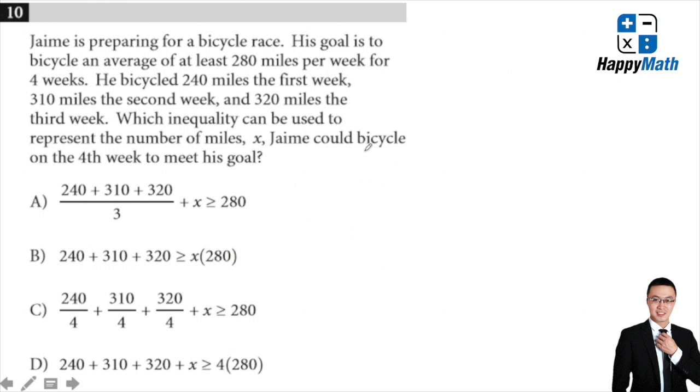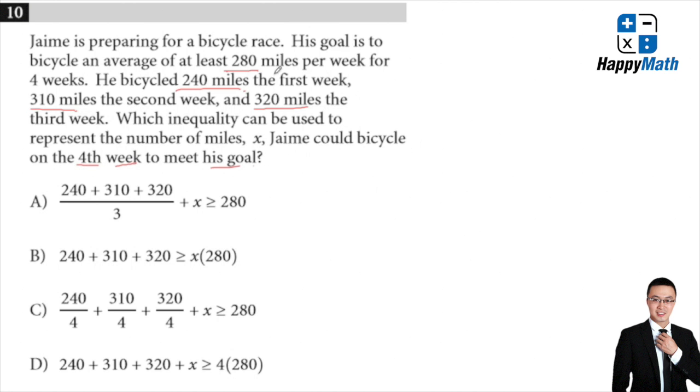Question 10. James is preparing for the cycle race. He wants to average at least 280 miles per week for 4 weeks. The miles he cycled in the first, second, and third weeks are given. Which inequality can be used to represent the number of miles he could cycle in the 4th week to meet his goal?